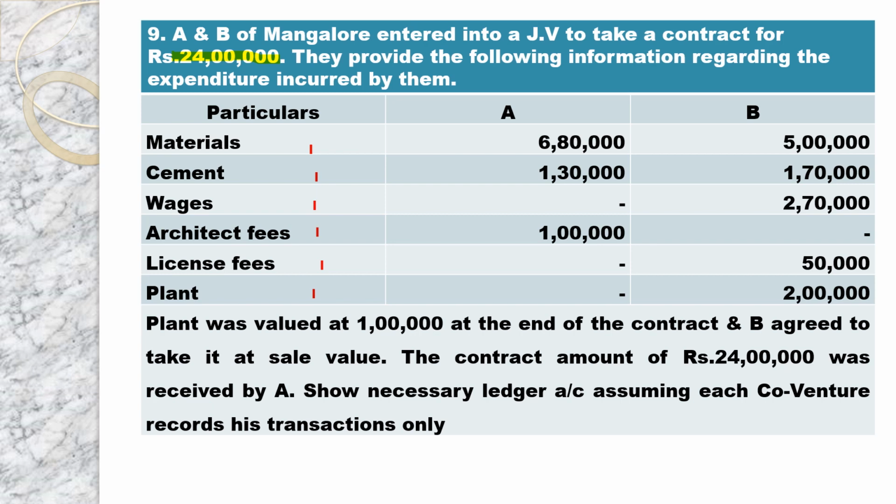So material purchased, cement purchased, wages paid, architect fees paid, license fees paid, plant purchased, all these will come in debit side. Plant rupees 1 lakh. Plant was valued at 1 lakh at the end of the contract. So purchase of plant is 2 lakh by B. That will come in debit side.